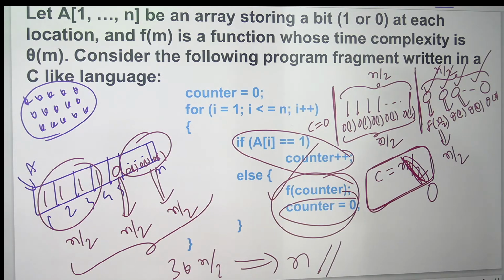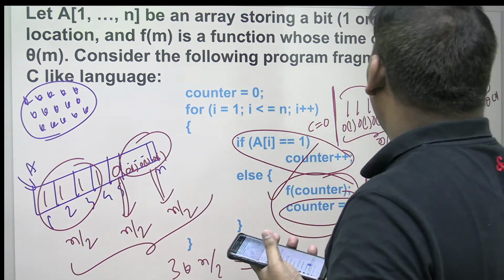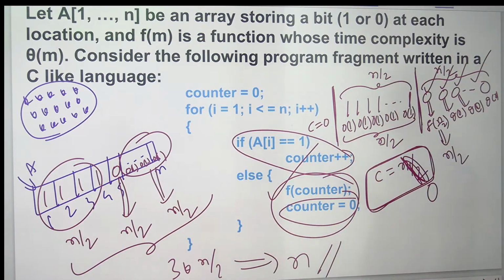And f of m is a function whose time complexity is theta of m. Consider the following program fragment written in C-like language.